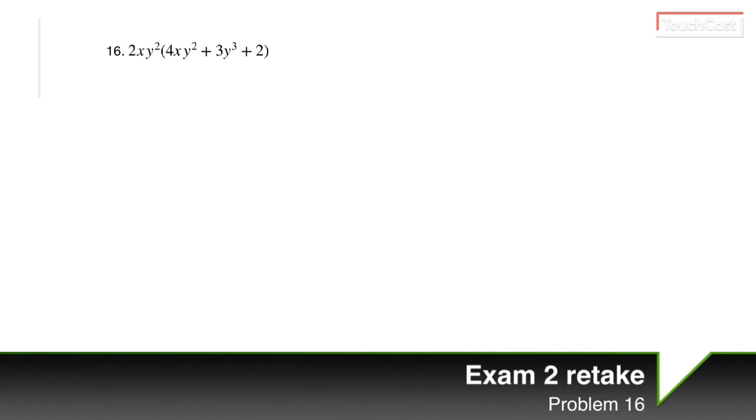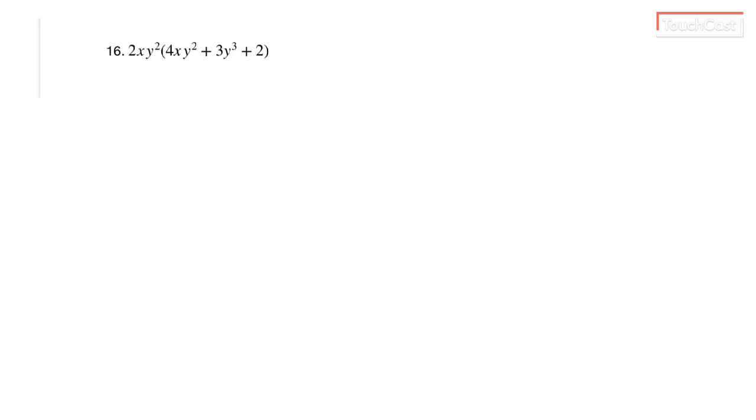Okay, so problem 16 is another distribution problem, except in this case we're distributing a term that has two variables, x and y. So the same thing applies though. We actually are just going to distribute to each of the terms inside of the parentheses.